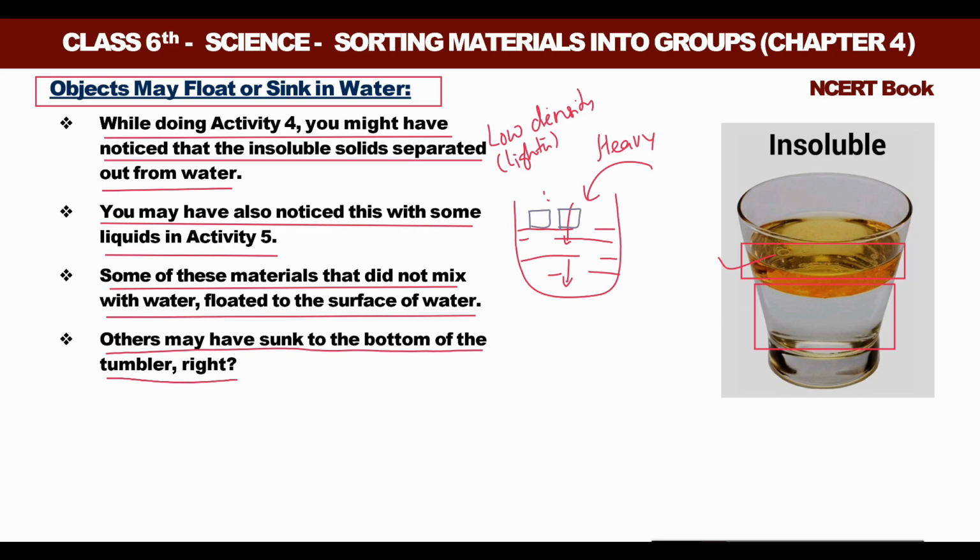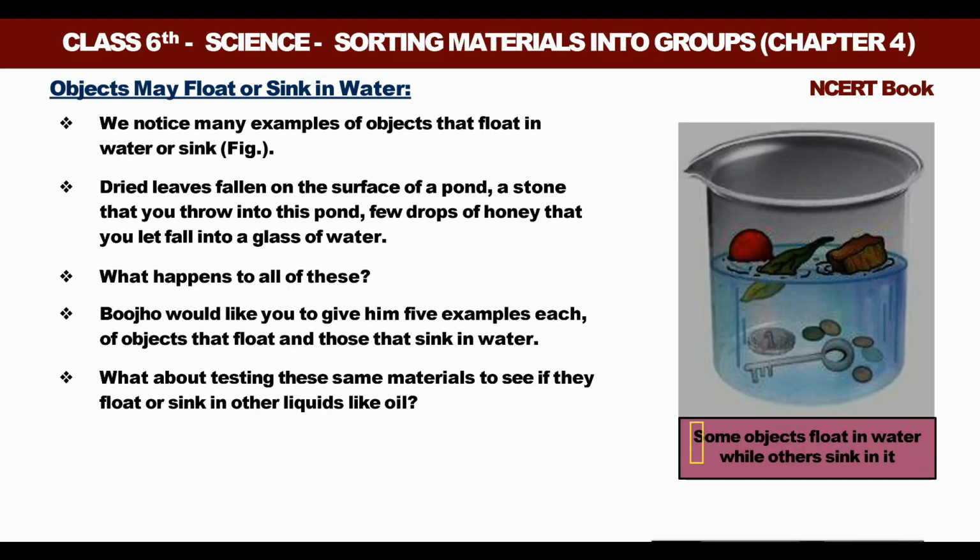So this way some will sink, जो हैवी होंगे sink होंगे, and those who are lighter and do not intermix, जो मिक्स ही नहीं होंगे, they will float above. Here you can see that some objects float in water while others sink in it. Here the heavier things, keys, coins, other metals, they sink, and the lighter ones are floating above.